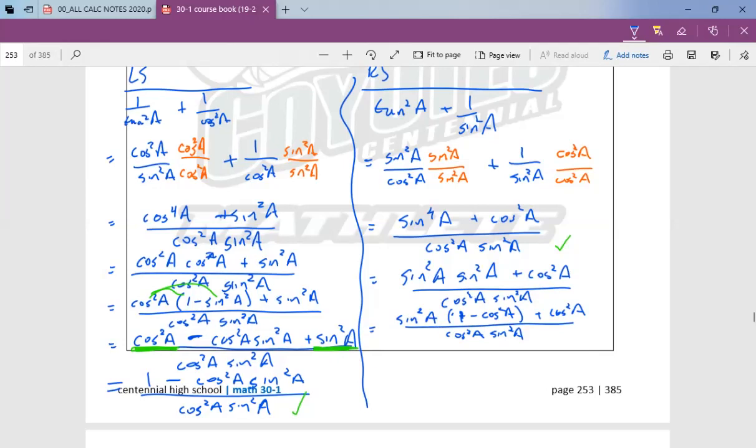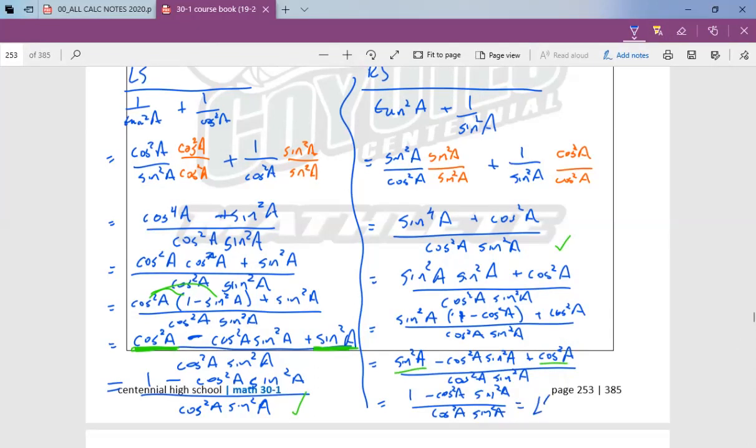And again, if we distribute, this ends up being sine squared A minus cos squared A sine squared A plus cos squared A all over cos squared A sine squared A. And if we have a look at what we did over on the left, we realize that this sine squared plus this cos squared, that's just 1. We get 1 minus cos squared A sine squared A over cos squared A sine squared A, equals left side. Therefore, LS equals RS.